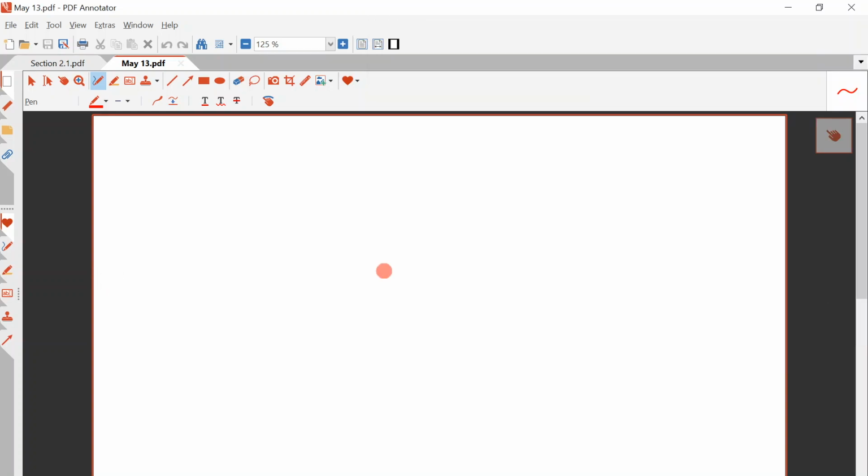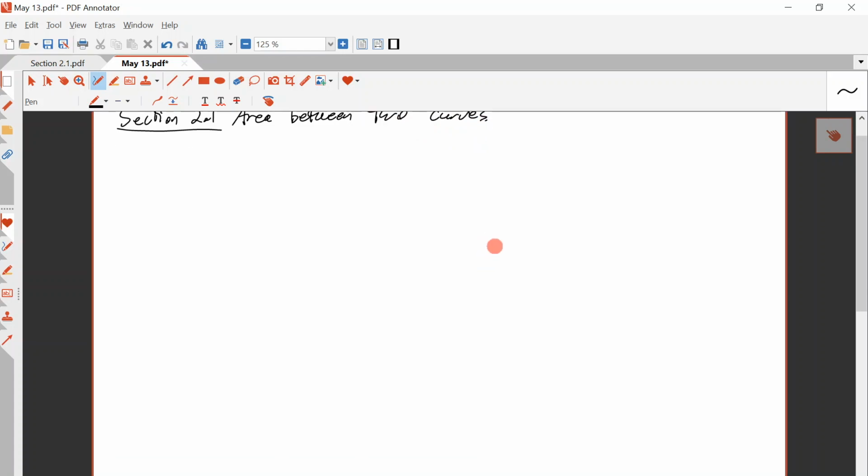Hello, everybody. So this is the lecture on section 2.1 on the area between two curves.